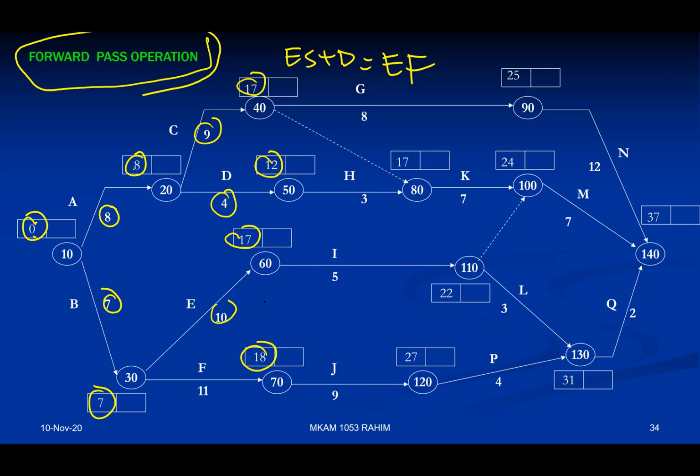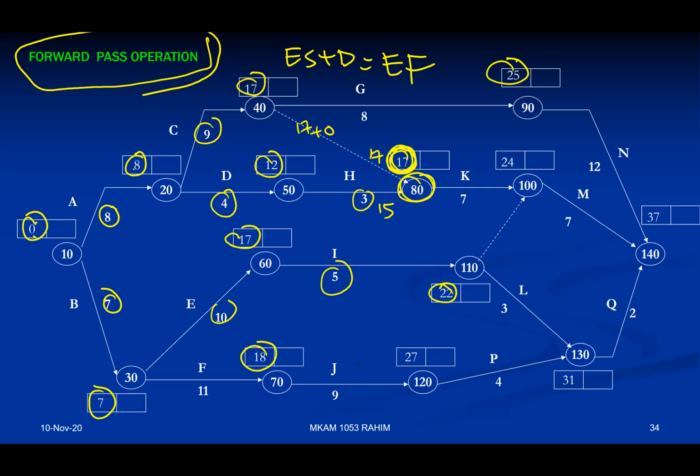Now going into G. G is also easy because it's just a straight line here. 17 plus 8 equals 25. All right, now going into the next node. Remember there are two arrows coming in. So the way you evaluate: 17 plus 0 equals 17 as one option. Then 12 plus 3 equals 15. So 15 is the bigger value, so you put it inside as the early start of K. That's how you do it. And then I: 17 plus 5 equals 22.